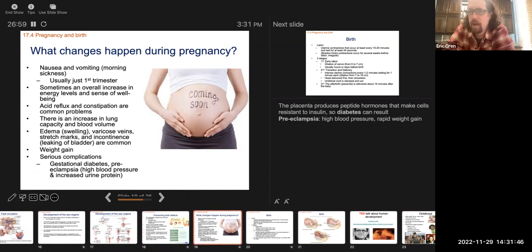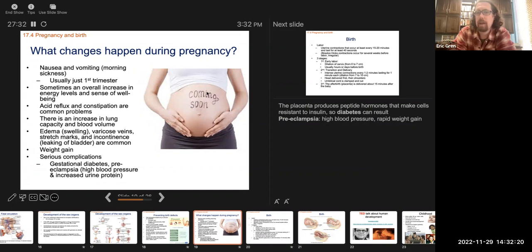There will be certain changes that are happening during pregnancy, especially in the first trimester. It's pretty common to have problems with nausea and vomiting, right? We call this morning sickness a lot of times. Usually that's limited to, or at least the worst of it's limited to the first trimester. A lot of times there will be actually an increase in energy level and kind of a general sense of well-being that the mom is feeling. A lot of that comes from just the hormones and the endorphins and just the excitement about looking forward to the baby that's on the way.